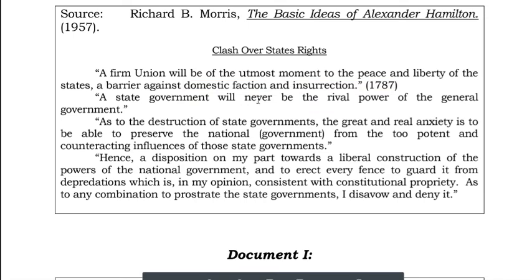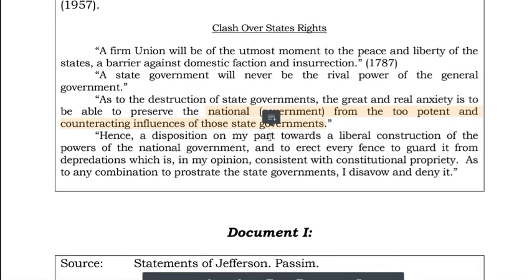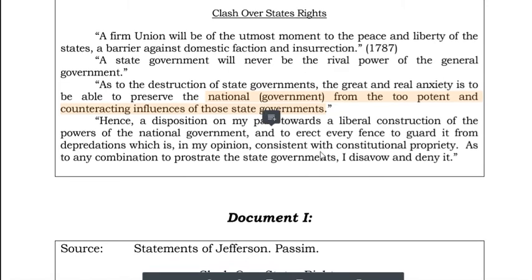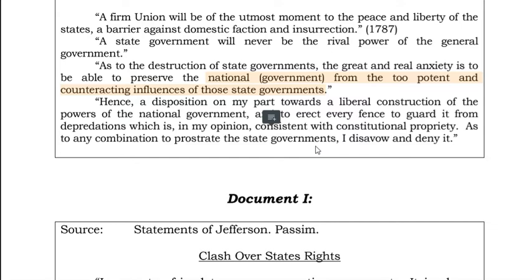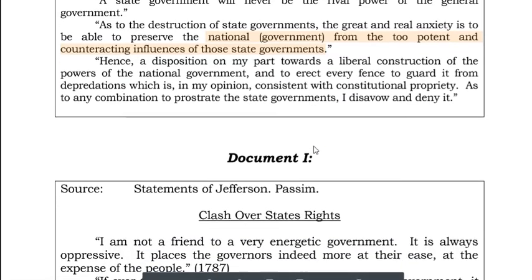A state government will never be a rival of the power of the general government. State governments are weak. State governments will fight with each other. We need a strong central government. As to the destruction of the state governments, the general and real anxiety is to be able to preserve the national government from the too potent and counteracting influences of those state governments. Okay, so we need a strong national government. The states are too weak, hence a disposition on my part towards a liberal construction of the powers of the national government, to erect every fence and guard it from the depredations which is, in my opinion, consistent with constitutional propriety. As to any combination of prostrate state governments, I disavow and deny it. He's basically saying you need a strong government in order to protect.